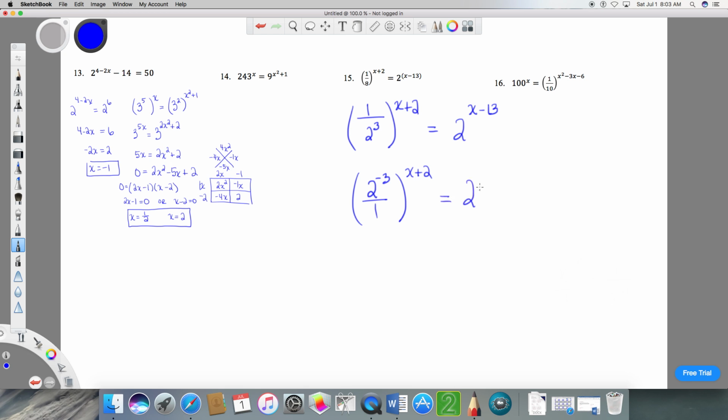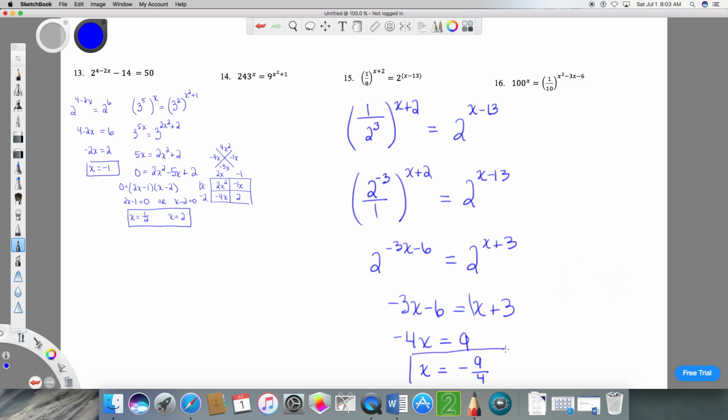And now I use another property of exponents, that a power raised to a power, you multiply the exponents. So if the numbers are the same and the bases are the same, then the exponents must be the same. So negative 3x minus 6 must represent the same number that x plus 3 does. So if I subtract x from each side, and if I add 6 to each side, if I haven't made a silly arithmetic error, I'm getting that x is negative 9 over 4.